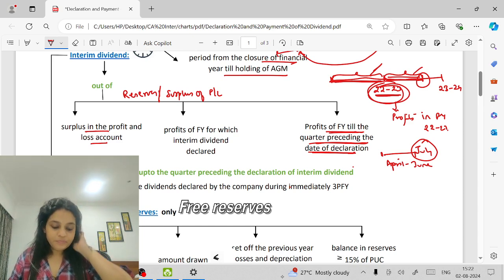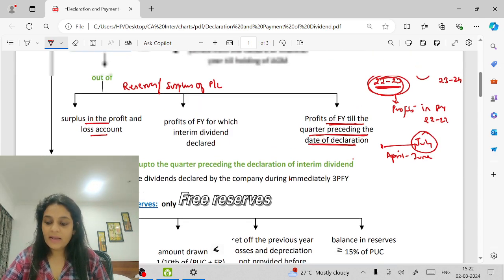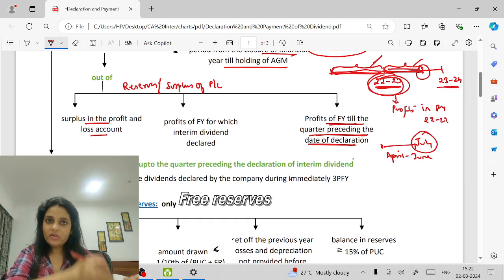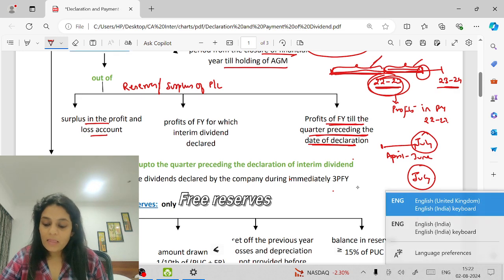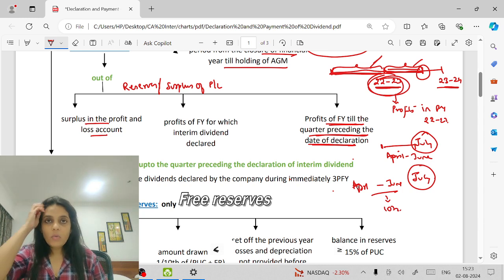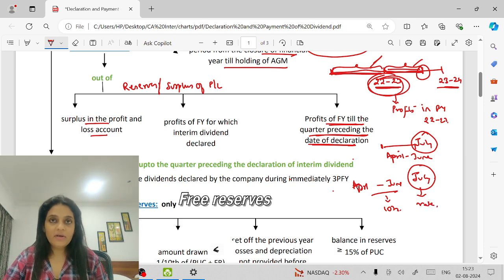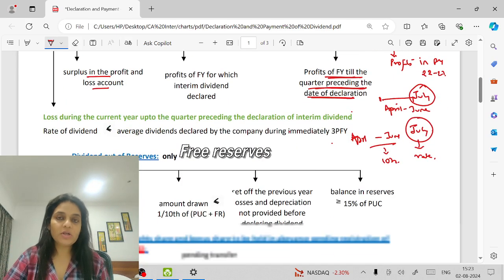Now, if I have suffered any loss in the current year, so let's say I'm declaring it in the year 23-24, but it is obviously for the preceding year. And in this current year, I am facing loss. Let us say I am declaring interim dividend in the month of July, but in the quarter of April to June, I have suffered a loss. Then my rate of interim dividend cannot be more than the rate of the three immediately preceding financial years.